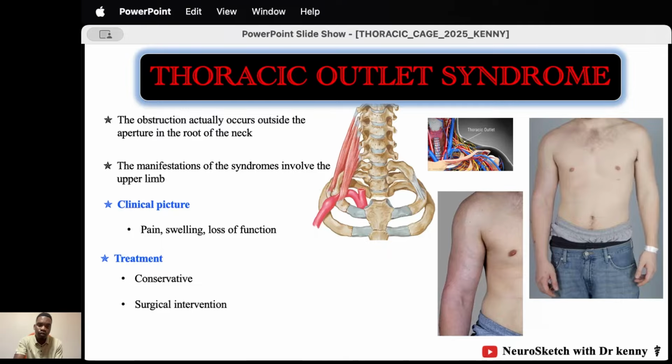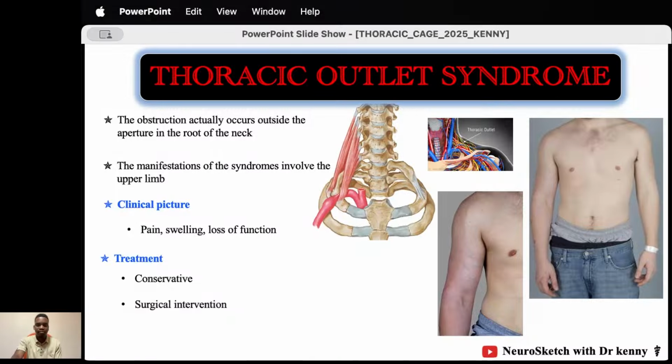For example, if the offender is the cervical rib, it has to be removed. If the offender is a tumor or a mass, a space-occupying lesion, it has to be removed. But also if the offender is the muscles, for example, the scalene muscles, they have to be removed, in a process called scalenectomy, removing the scalene muscles.